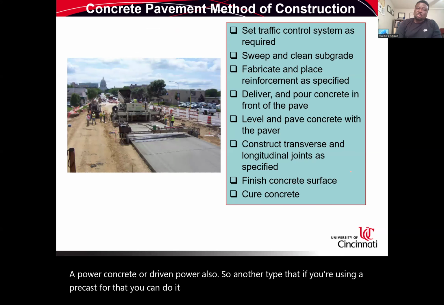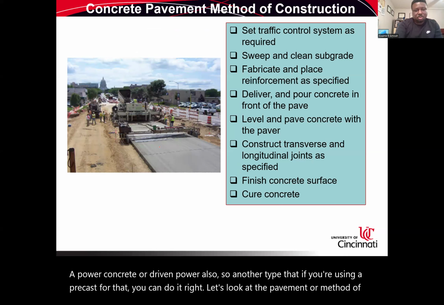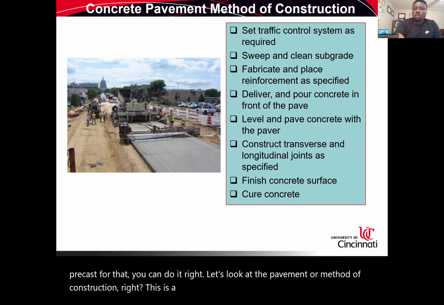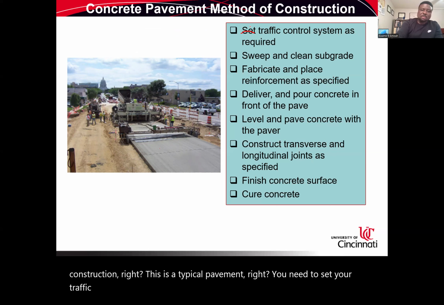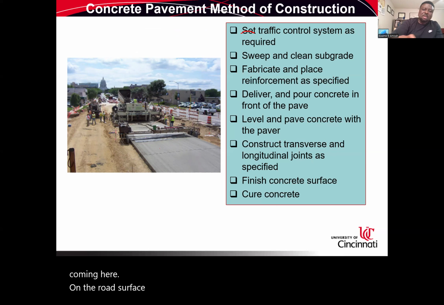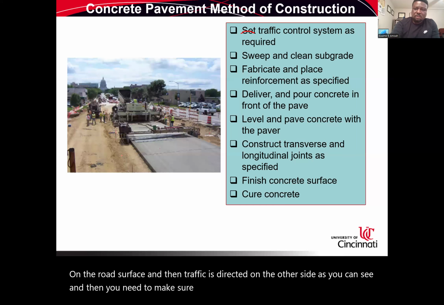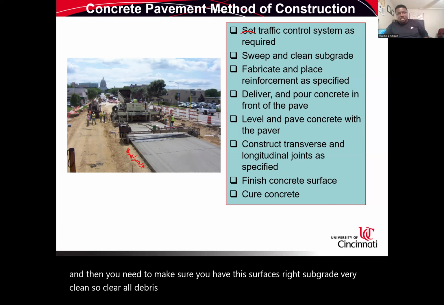Let's look at the pavement method of construction, right? This is a typical pavement, right? You need to set your traffic controls and direct traffic, as you can see here. The new pavement is coming here on the road surface, and then traffic is directed on the other side, as you can see. And then you need to make sure you have these surfaces, right? Subgrade, very clean. So clear all debris from there before you start pouring.